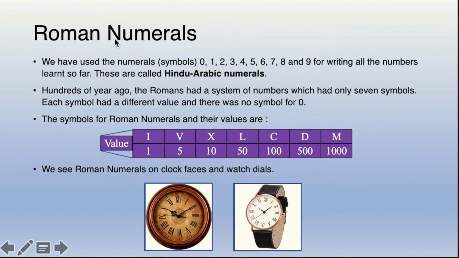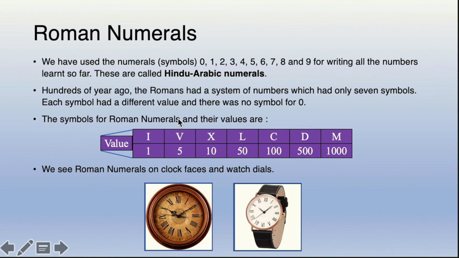Now, Roman numerals. So, we have used the numerals, that is the symbols, the single digit numerals 0 to 9 or the digits 0 to 9 for writing all the numbers learned so far, and these are called Hindu-Arabic numerals. Now, hundreds of years ago, the Roman people had a system of numbers which had only 7 symbols. Each symbol had a different value and there was no symbol for 0.